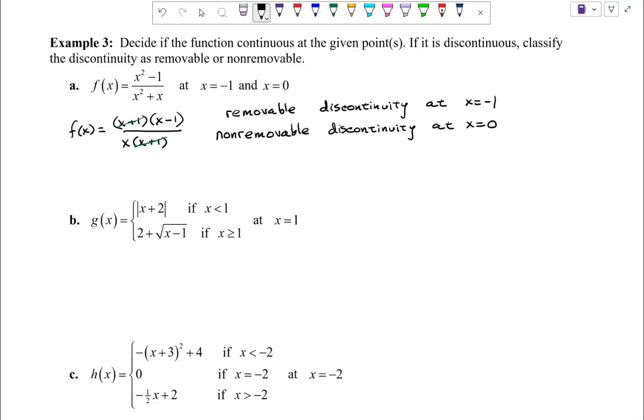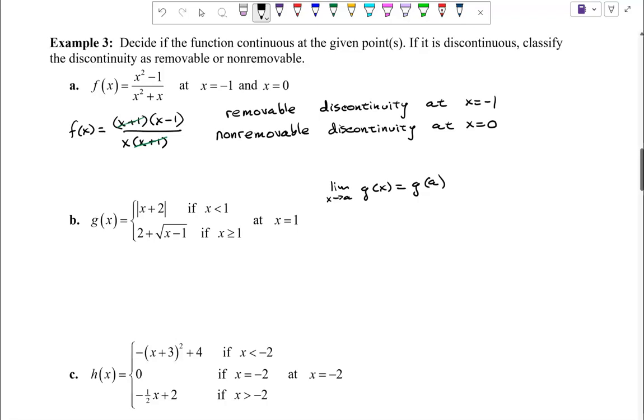Part B, g of x is the piecewise defined function, which will be the absolute value of x plus 2 if x is less than 1, and will be 2 plus the square root of x minus 1 if x is greater than or equal to 1. And we're going to check for discontinuity at x equals 1. So again, recall the definition of continuity. We need the limit as x approaches a of g of x to equal g of a.